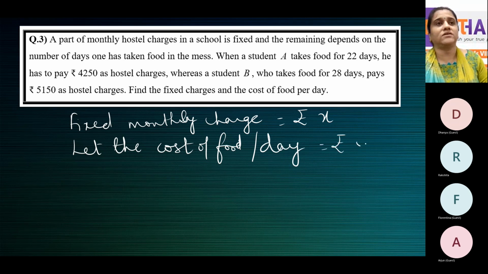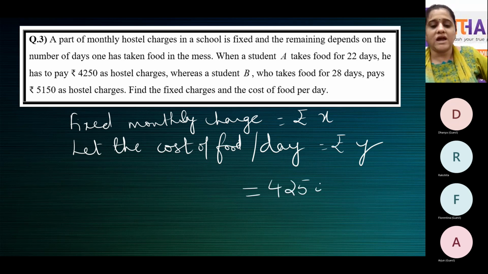Is this assumption correct? Let the cost of the food per day be rupees Y, and the fixed charges for the month is rupees X. Food charges per day is Y. So now, what is this? You should say equal to 4,250 and equal to 5150.